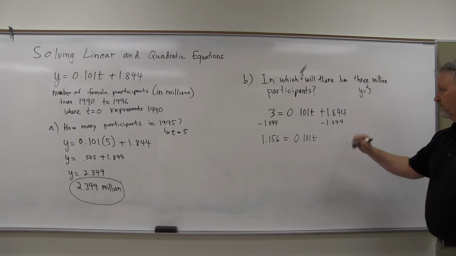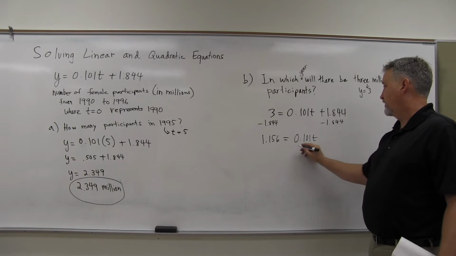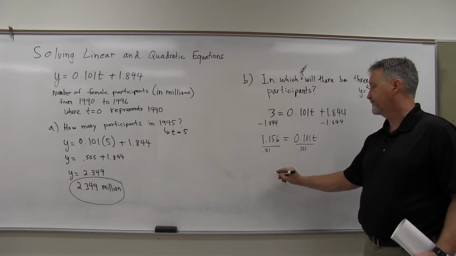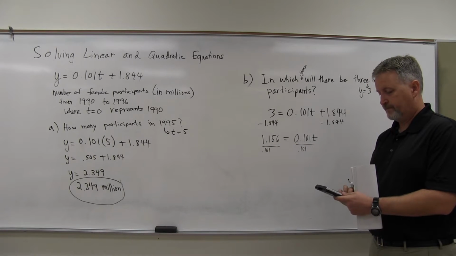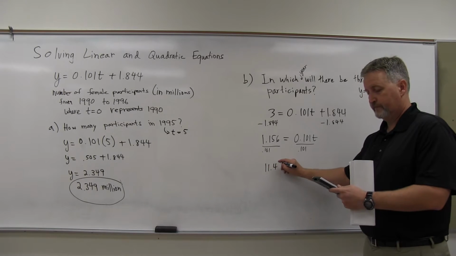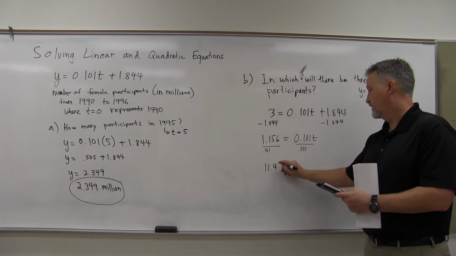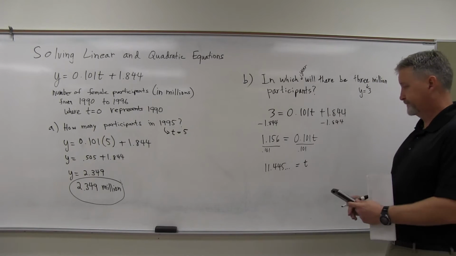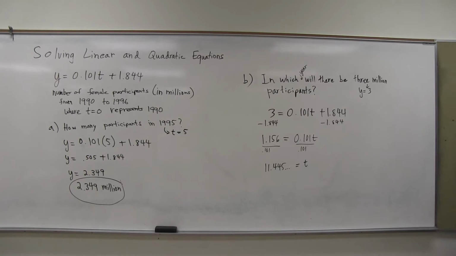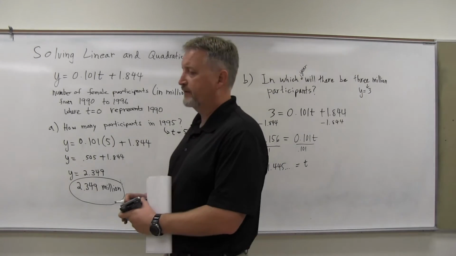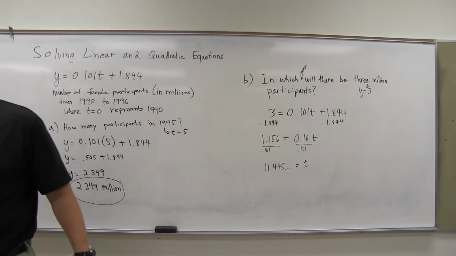All right, so the 0.101 is times the t, so I divide by the 0.101, and that will give me 11.444. Now, in which year will there be 3 million? It's wanting a year. T is in years, so that is years.